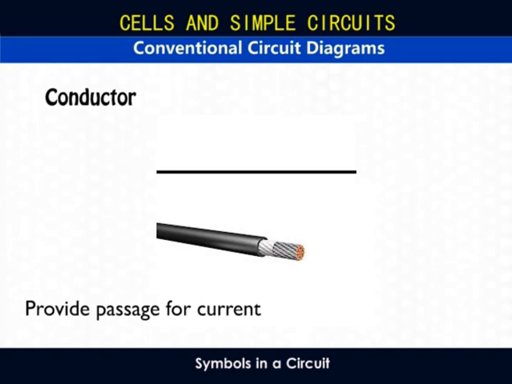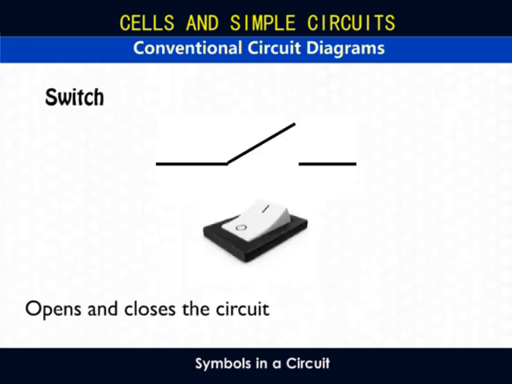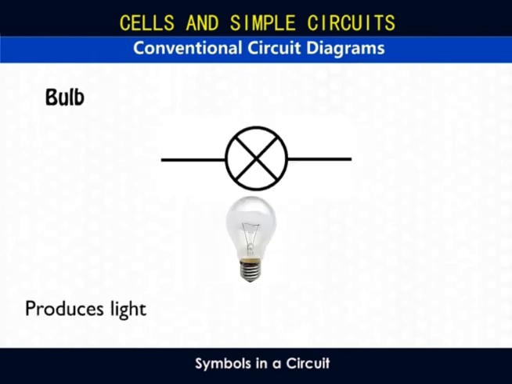Conductors are represented by straight lines. This is a switch. It closes and opens a circuit. This is an open switch, so no current flows in this case. And this is a closed switch. A bulb or a lamp is drawn with a circle and a cross, as shown here.